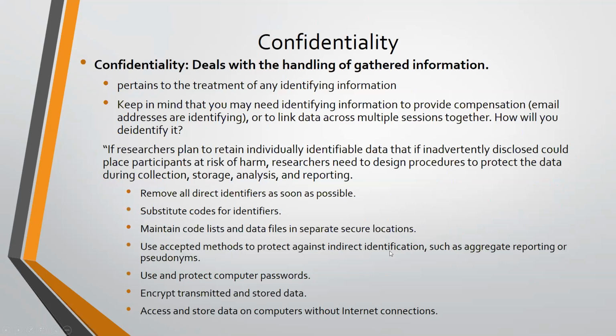Using accepted methods to protect against indirect identification, such as aggregate reporting or pseudonyms. No one really has any data like that, but that would be, say, if you were doing a qualitative study where you were looking at like 2 case studies, and if someone read the case study, they would be able to tell from it who that person is. And so no one's really going to have to deal with that, but you always want to say that you're going to de-identify it as soon as possible.